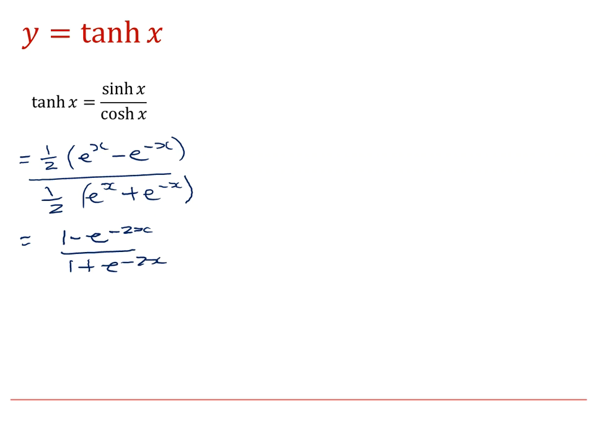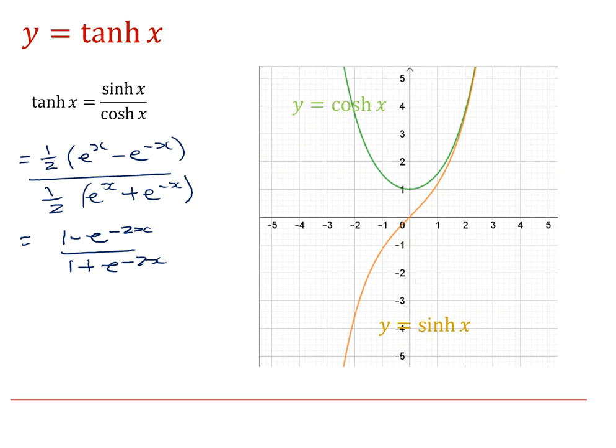Let us now consider the graphs. Here we have y equals cosh x in green and y equals sinh x in orange. Considering then for positive x, the cosh x and sinh x values are very similar, and therefore it looks like tanh x will be around the value of 1. However, if you look at the negative values of x, you can see that they are the negative of each other, and therefore it is likely that tanh x approaches the value of minus 1.